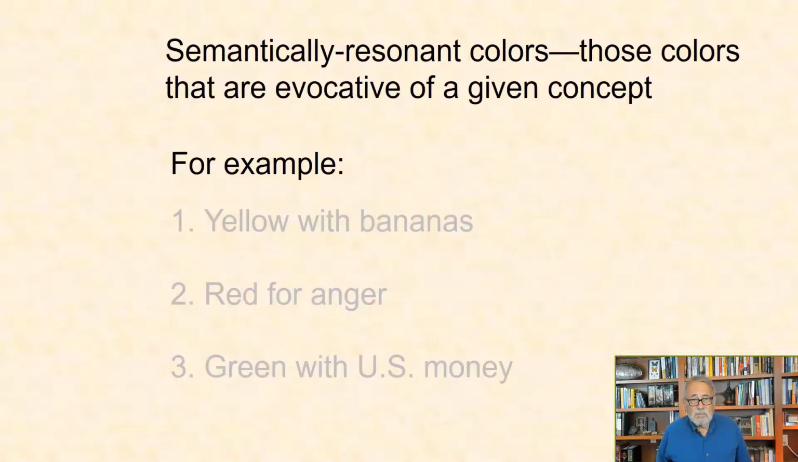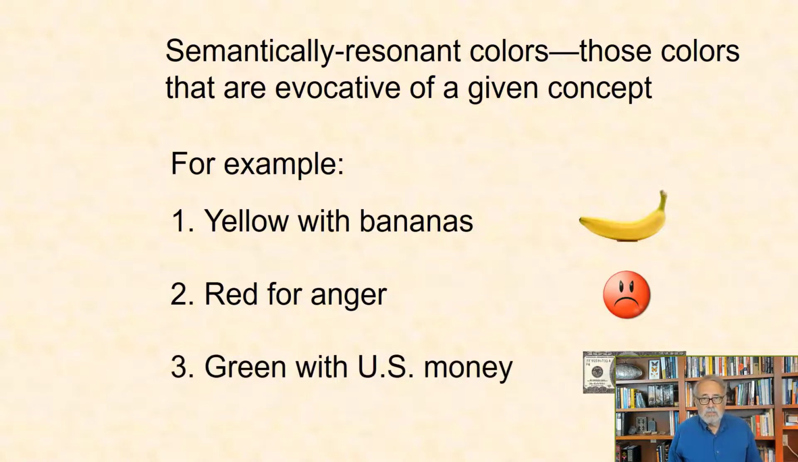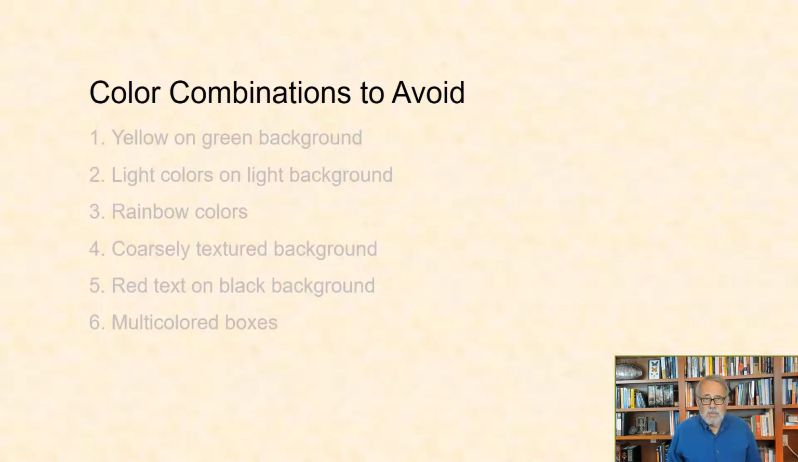A useful concept when considering color in information design is what is referred to as semantically resonant colors. Those colors that are evocative of a given concept. For example, yellow for bananas, red for anger, and green for U.S. money. I will end with color combinations to avoid.